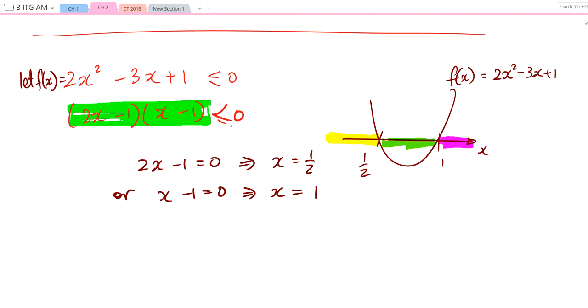Okay, so again, tell me the region. Is it the yellow, green or purple part? Green. Does it include half and 1? Yes. So my answer is x greater than or equal to half, and less than or equal to 1. Okay? Any questions? And then you get to substitute any value of x you like to test out your answer, whether it is right or wrong.